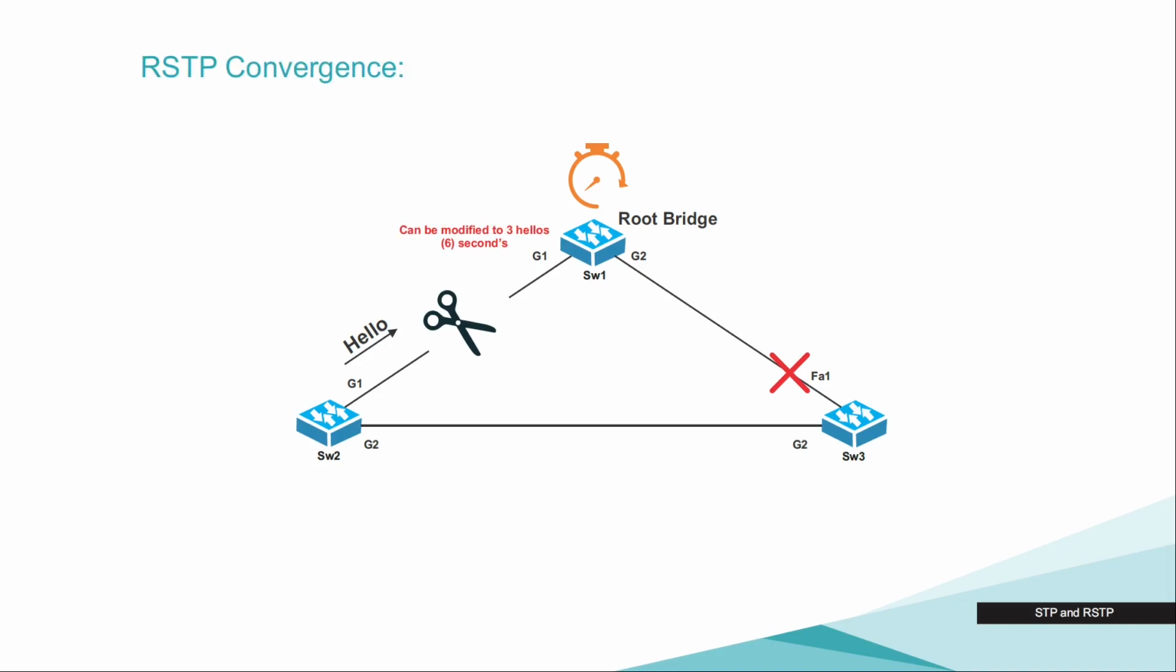For rapid spanning tree protocol, we can modify this time and make it 6 seconds or 3 hellos. If we didn't receive 3 hellos from our neighbor, we will consider that a topology change in our network.